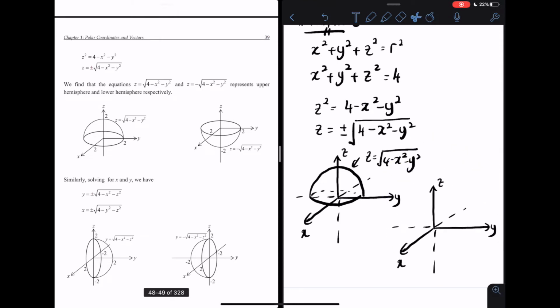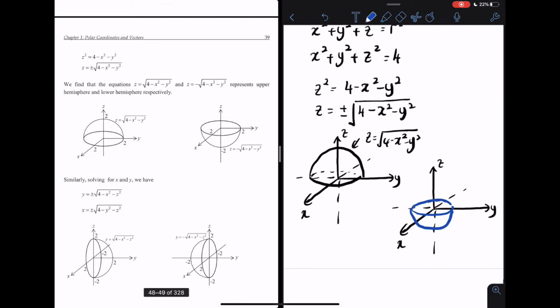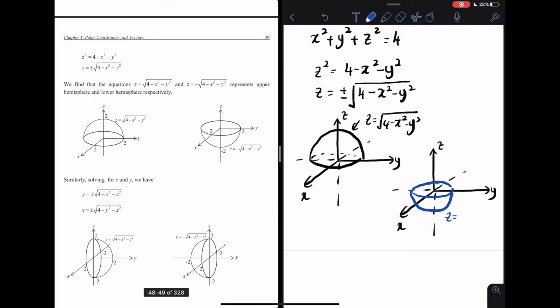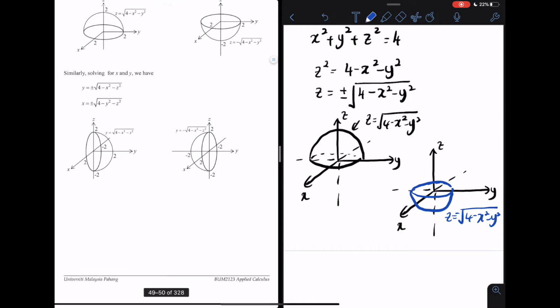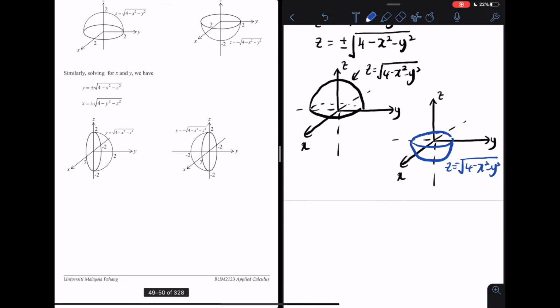Okay, so you will end up with this lower hemisphere, and this lower hemisphere can be represented as z equals negative square root of 4 minus x squared minus y squared. Basically, the same procedures will be applied when you let y be the subject of your equation and when you let x be the subject of your equation.